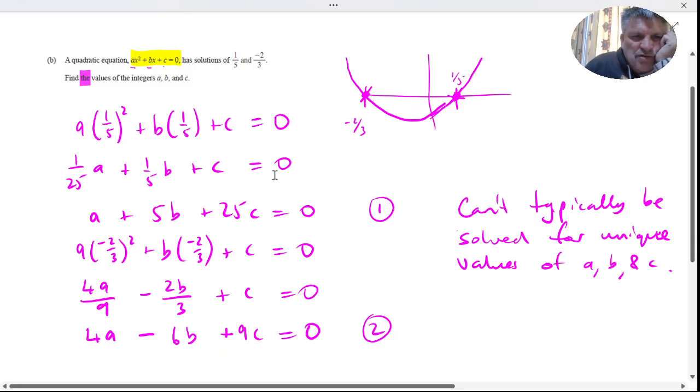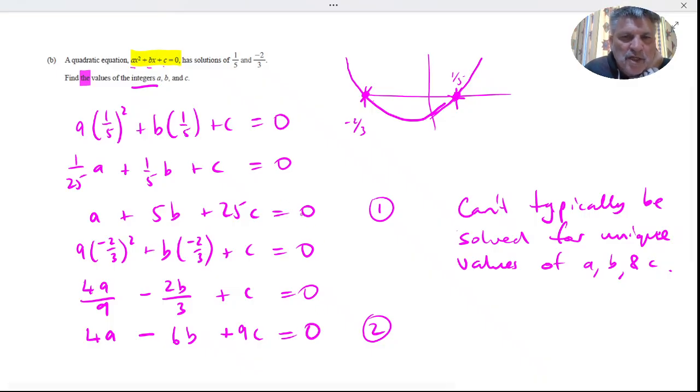There's a little bit of extra information. It says the solutions have to be integers. So any solution of these 2 equations where A, B, and C weren't all integers would be excluded. But nevertheless, as I'll show you in a moment, there's still more than one integer solution that satisfies this question, and in fact there's an infinite number of integer solutions that satisfy this question.